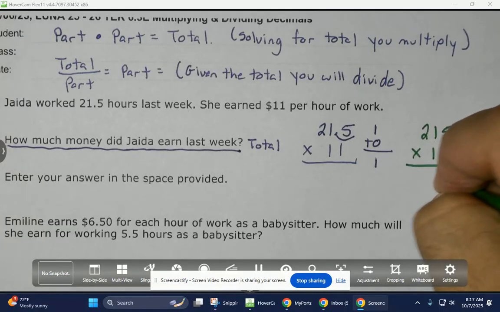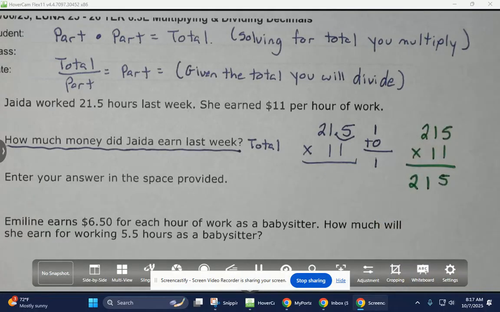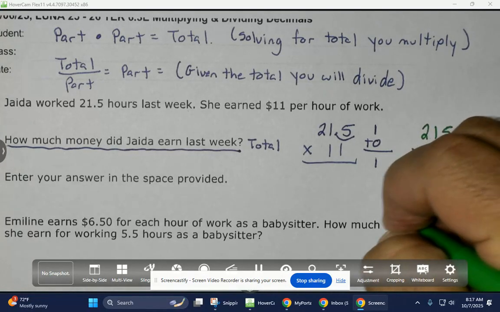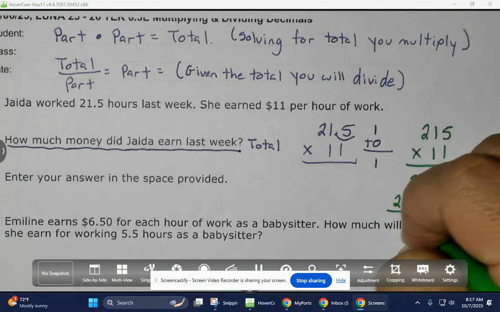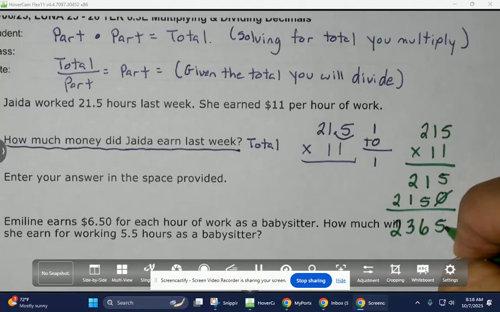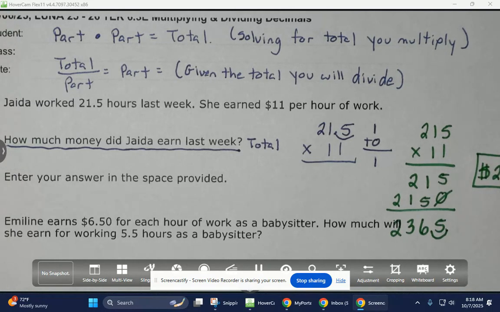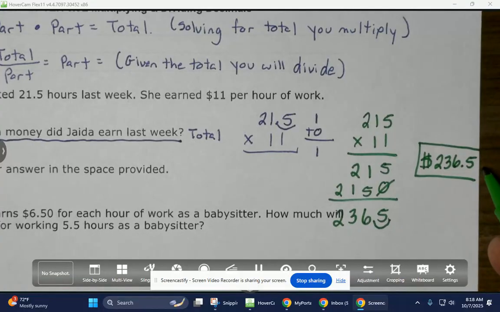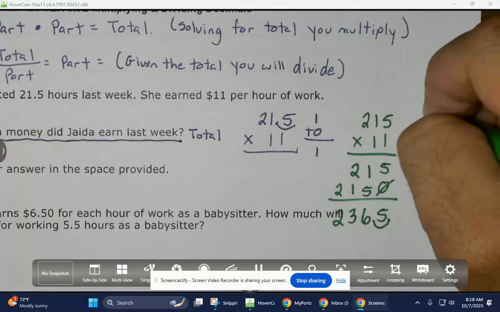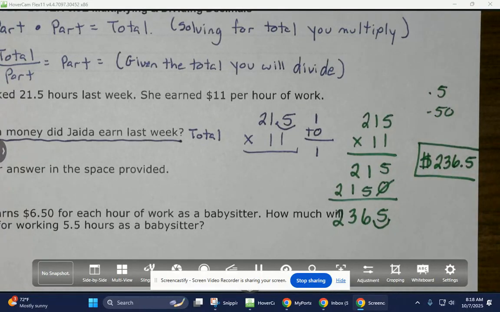1 times 5, 1 times 1, 1 times 2. Second row add a 0. 1 times 5, 1 times 1, 1 times 2. Add straight down. You get 2, 3, 5, 6. I'm done. Oh, no, you're not. You have to move the decimal back 1 time. So this person made $236.50. Now, if you want to, you can put the 0 behind the 5, but you don't actually have to because 0.5 and 0.50 are actually the same exact thing.